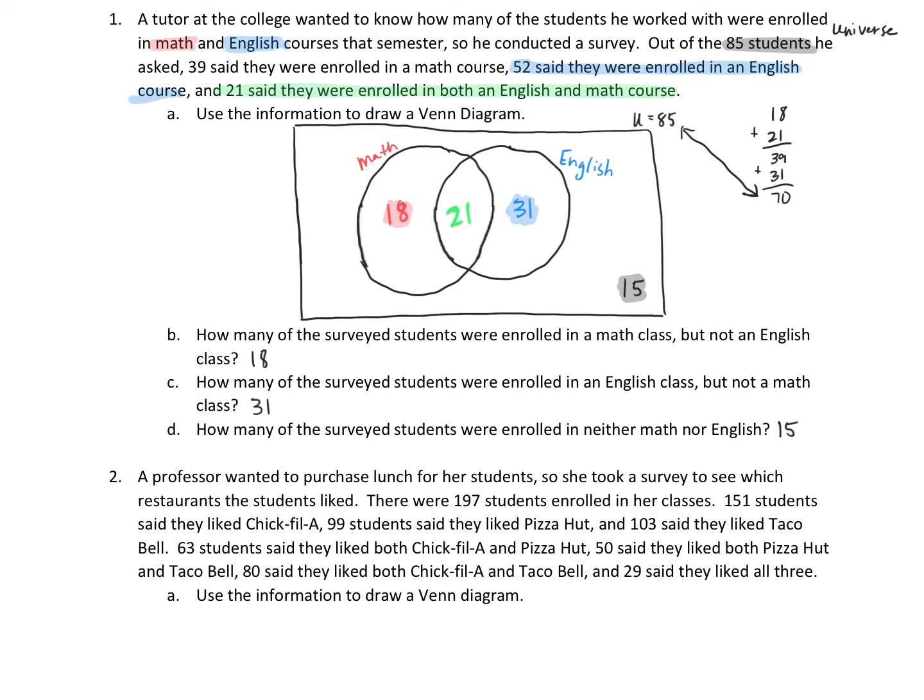So that's the way to set up your Venn diagram. It's common that when you have two sets like this, they will give you the information similar to what I gave you above, and then they'll ask you how many were in only this set, or how many were only in this set. That's kind of the common questions for that.